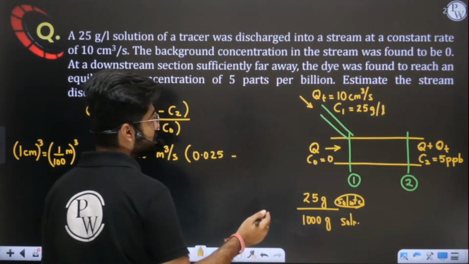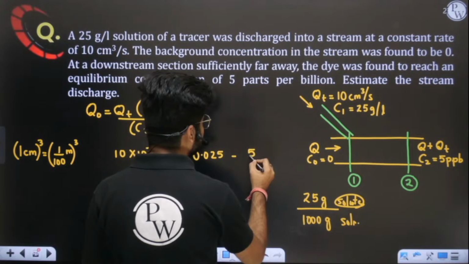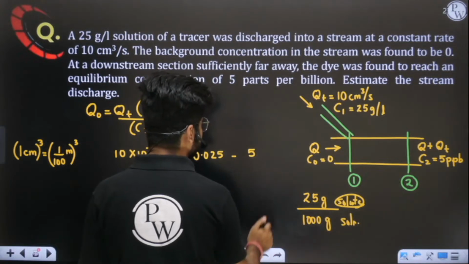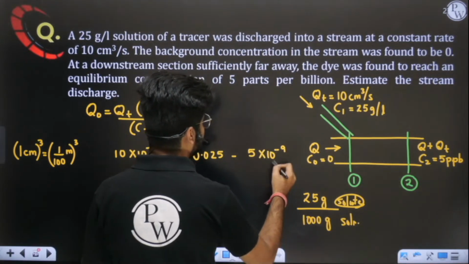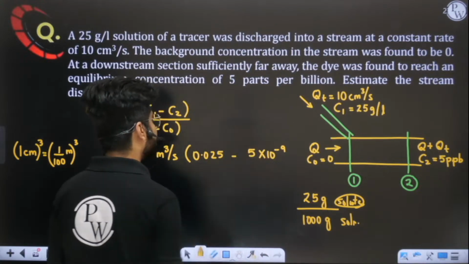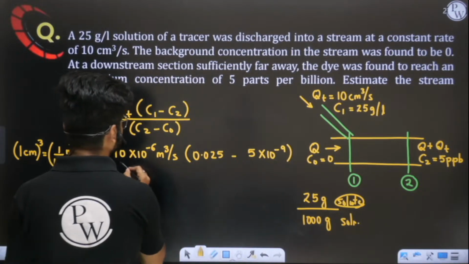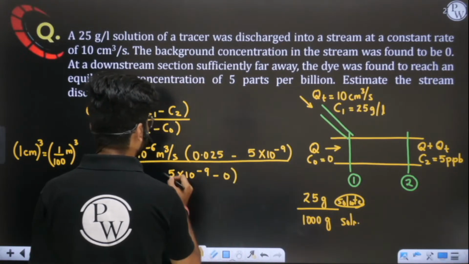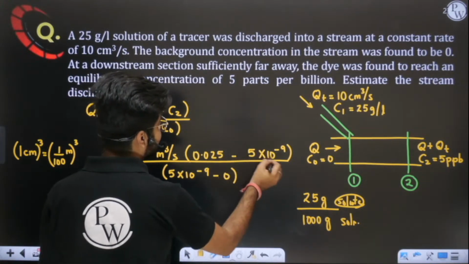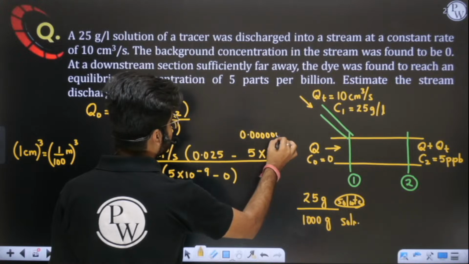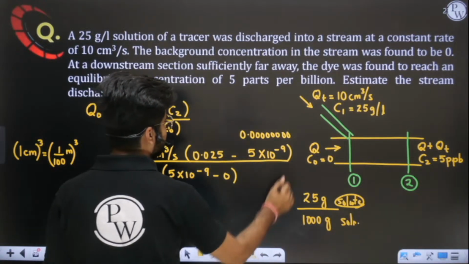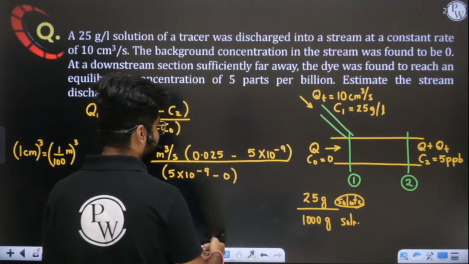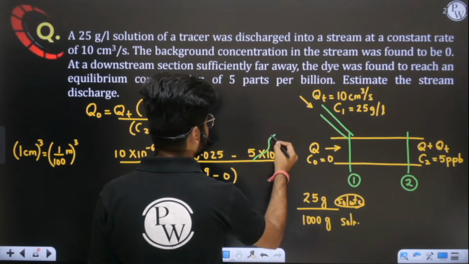Now what is C2? C2 is 5 parts per billion. Billion means 10 power 9, so parts per billion means 10 power minus 9. So C2 is 5 into 10 power minus 9, and C naught is 0. Understood? Now this is very small, 0.000000005. You can consider this almost equal to 0. When you subtract 5 into 10 power minus 9, which is very small, you can consider it as 0.